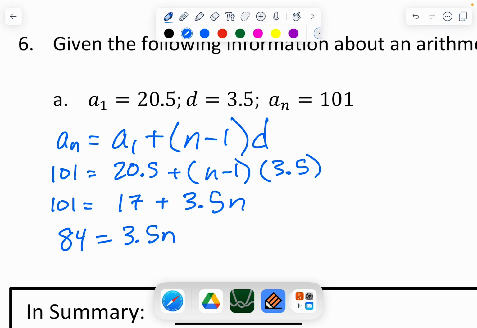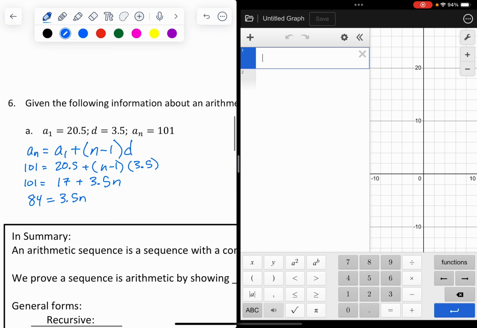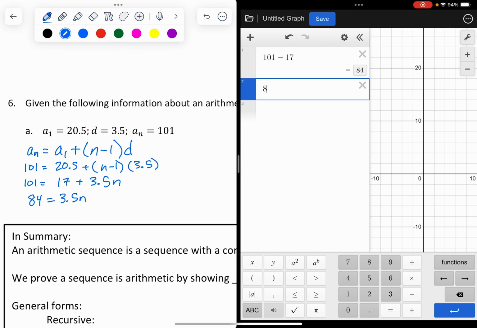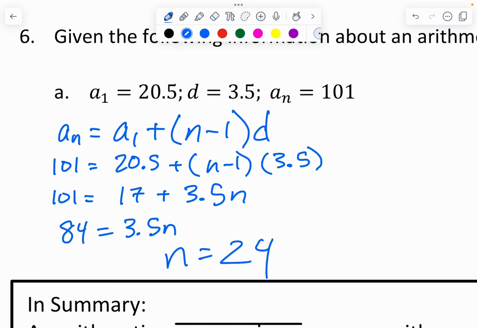Oh, I have Desmos. Let's just do that. Let's make sure I was right. 101 minus 17. Oh, good. I thought so. And then let's do 84 divided by 3.5. And that's my n is equal to 24. So basically what we're saying here is that the 24th term of this sequence has a value of 101.